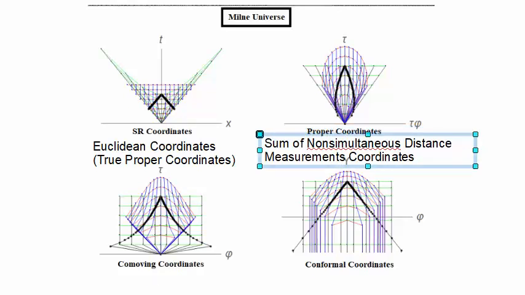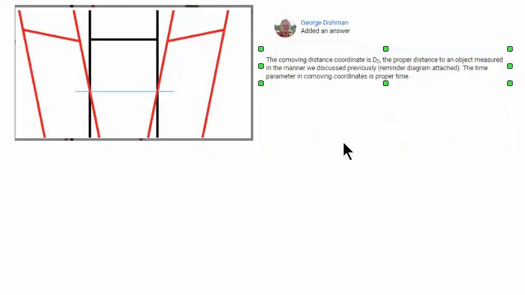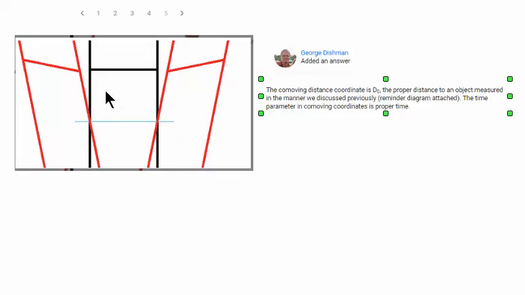George has posted a picture a few times, and I've never gotten around to actually showing it on my screen. Okay, this is the key here. Co-moving distance coordinate, d0, is the proper distance to an object measured in the manner we discussed previously. Reminder diagram attached. So this isn't the first time. This is from page 4 of the discussion. So he did post this diagram at an earlier time. The time parameter in the co-moving coordinates is proper time.